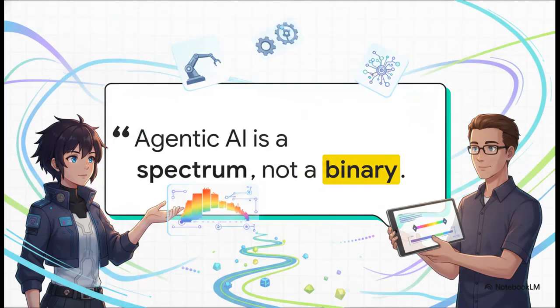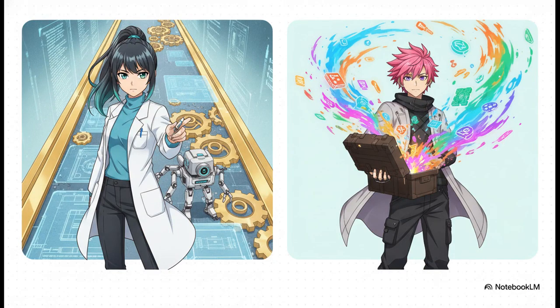Now, a lot of people argue online about whether something is a true AI agent or not. But AI pioneer Andrew Ng offers a much more useful perspective here. He argues that agentic AI is a spectrum, not a binary. It's not just a simple yes or no question of, is this an agent? Instead, you should really think about how much freedom and autonomy you're giving the system to complete its assigned task. And that spectrum gives us two main approaches for how these workflows function.